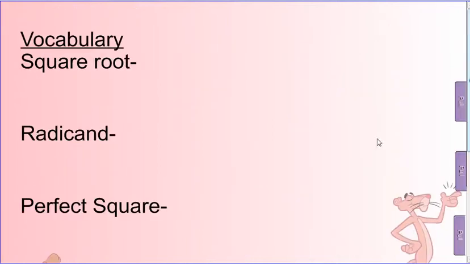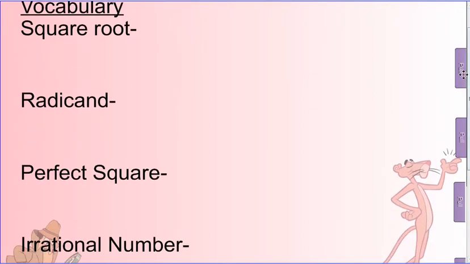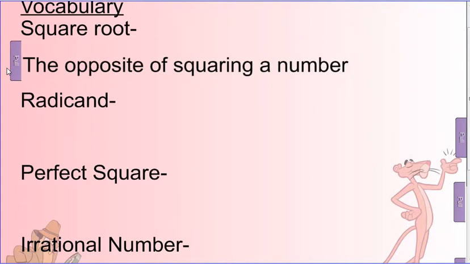Okay, so we got some vocab here. The first word is square root. The square root is the opposite of squaring a number. You know in math how everything has opposites, like adding and subtracting are opposites. Multiply and divide are opposites. Well, squaring something, square, and square root are opposites.